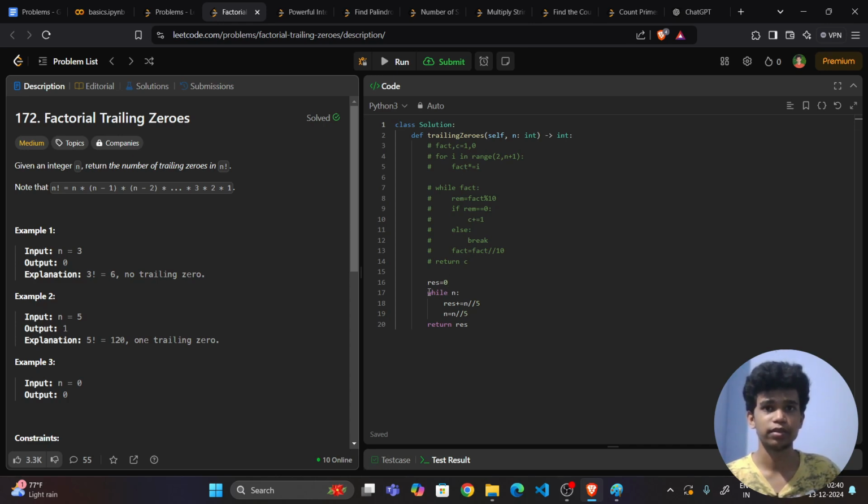Here I am just taking result equal to 0, then while n is greater than 0, result plus equals n floor division 5. Then n is equal to n divided by 5. Now return the result. That's it.